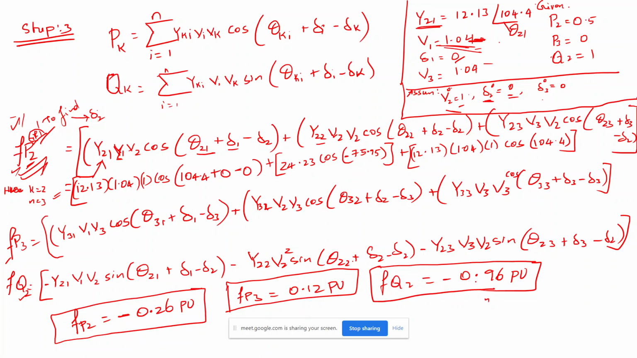From this value you can find out the load flow equations or you can go for the Jacobian matrix. The next step is the Jacobian matrix. Once you got these values, we will fill out the Jacobian matrix. The Jacobian matrix we will see in the next class. Up to this, if you have any doubt, you can ask me.